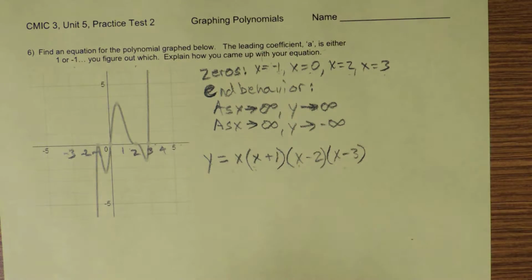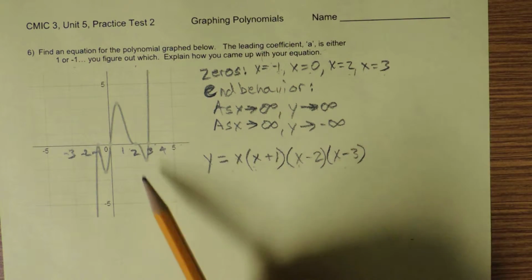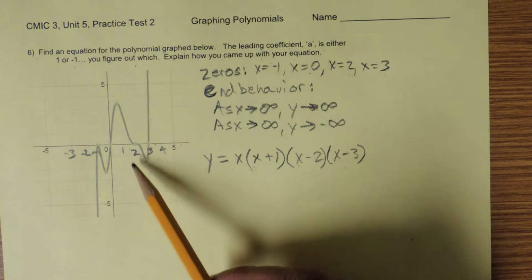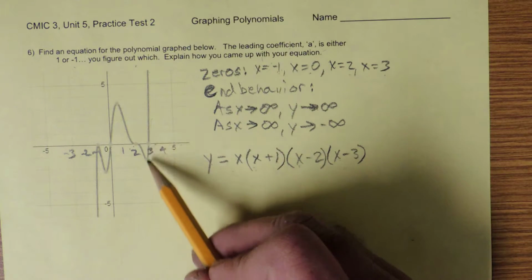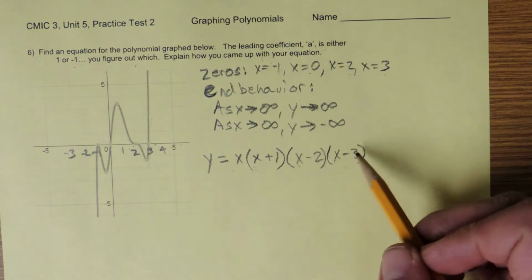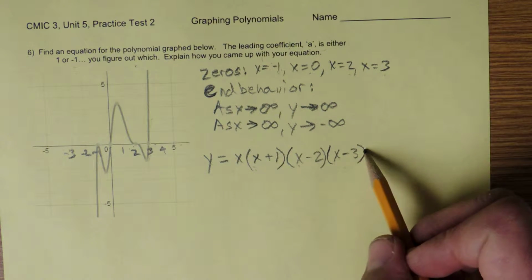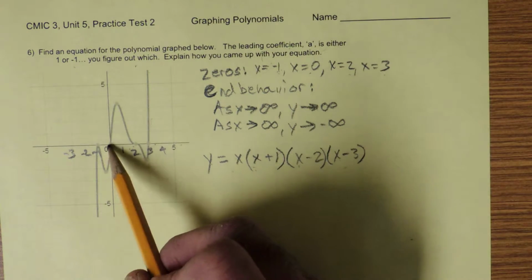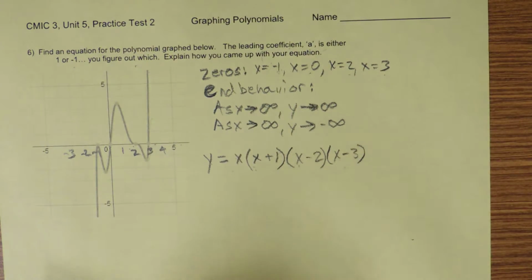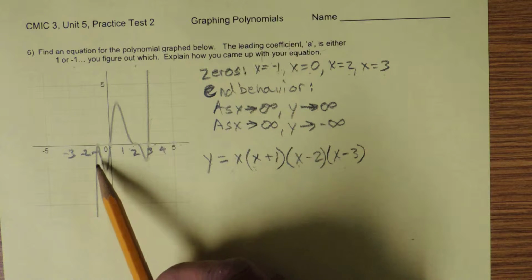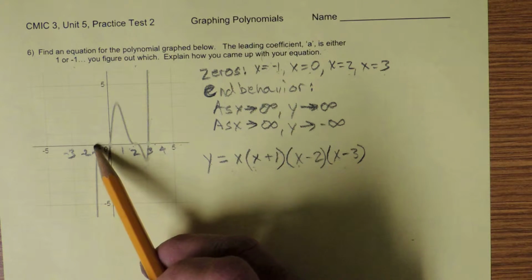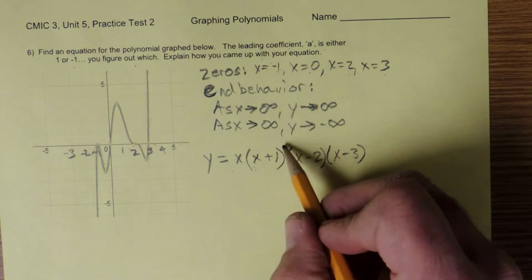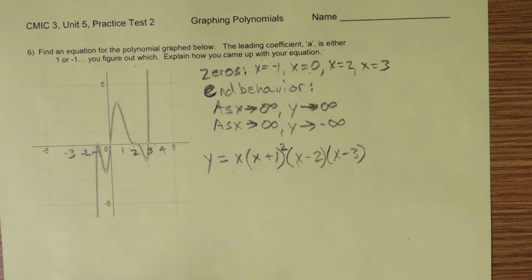Now I have to look at the exponents. If I look at my zeros here, I find that at 3, the line just crosses the x-axis. It doesn't do anything else. So I know this is an exponent of 1. The same thing as 0. This is an exponent of 1. But when x is -1, it just touches the line. It comes up, touches the line, and goes back down. That tells me my exponent has to be even.